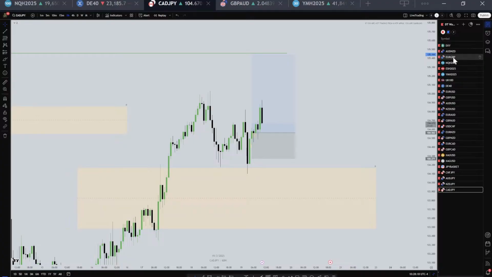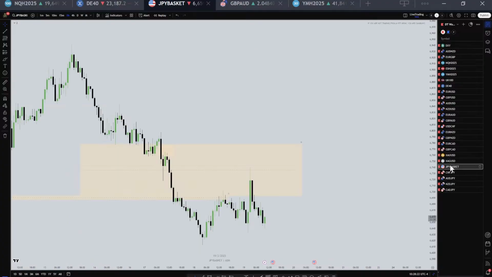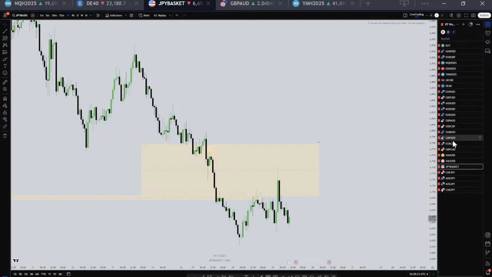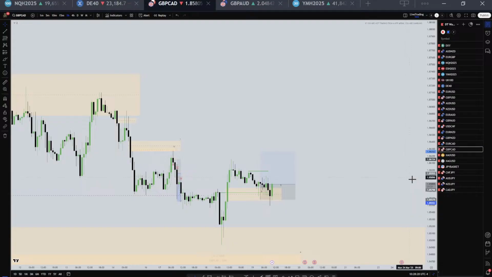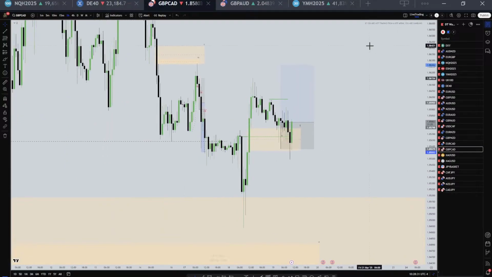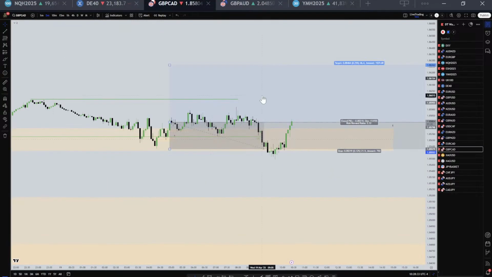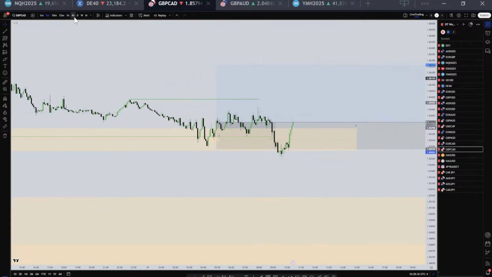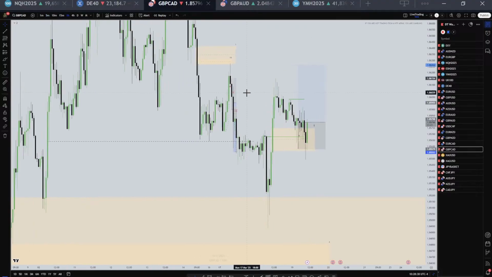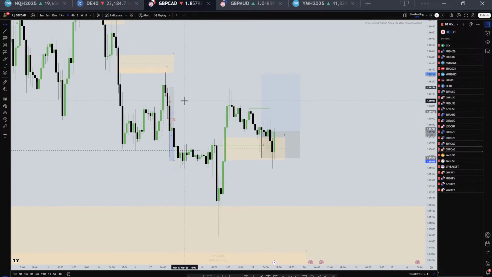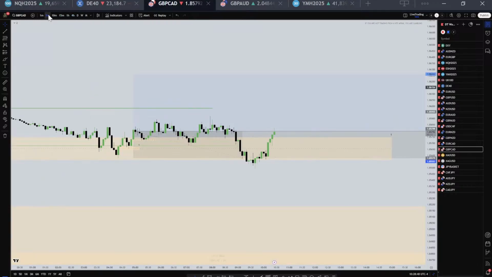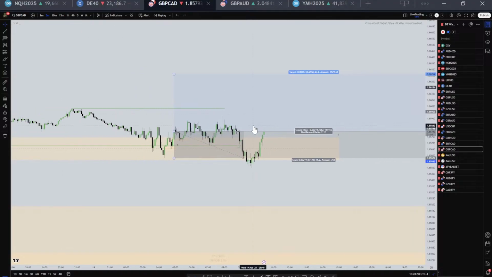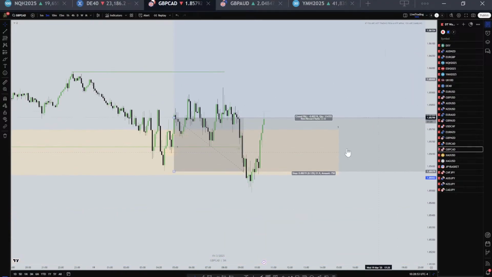Cool. So JPY decided it's time to not go up again. It's not very friendly. Oh no, it's happening again. Nice. Well. Probably wants to go up.